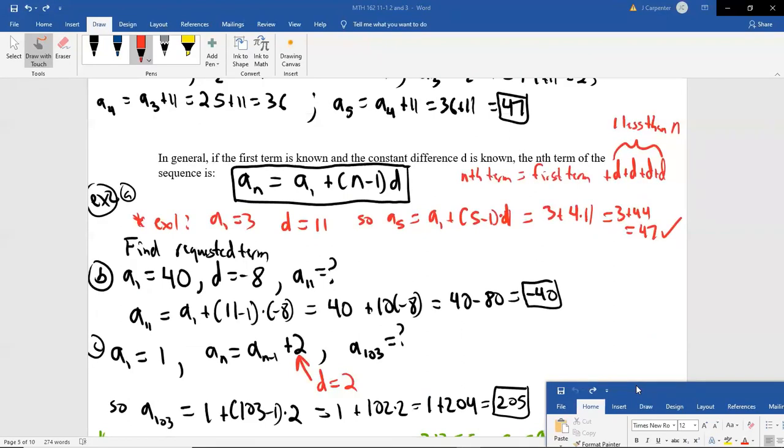So I can give you these arithmetic sequences in multiple ways. I can give you the first term and the common difference. I can give you the first term and the recursive relationship between them. I could actually just lay out the numbers 1, 3, 5, 7, 9, and then you can establish the recursive relationship.